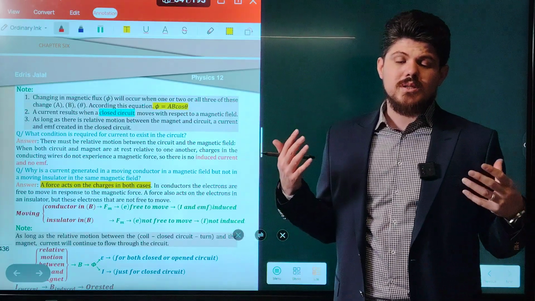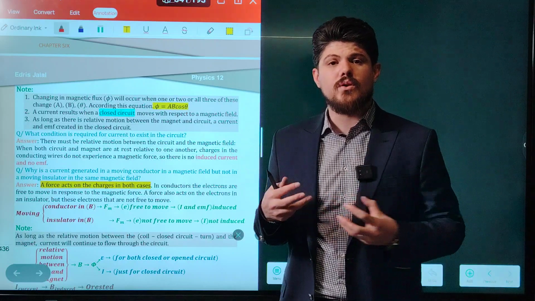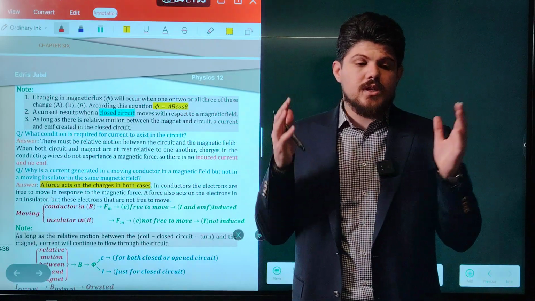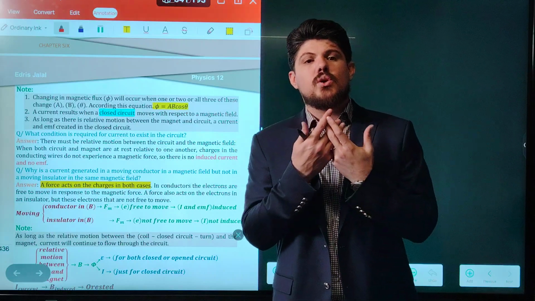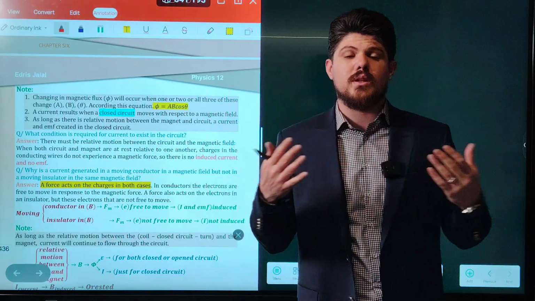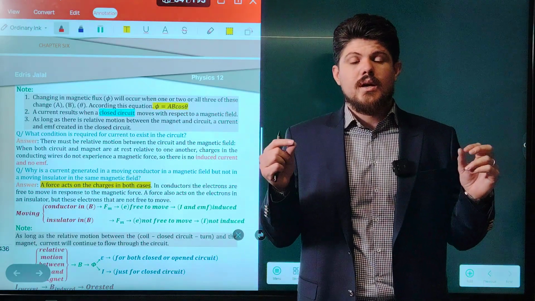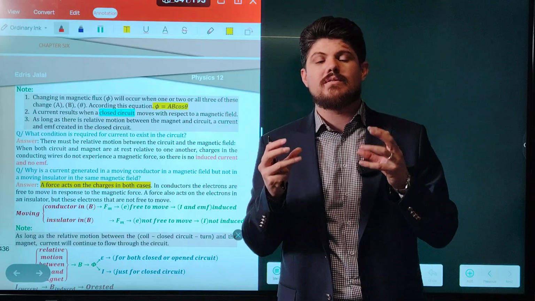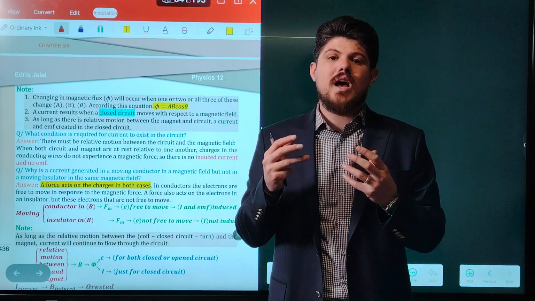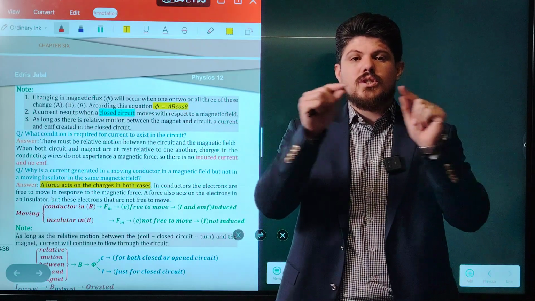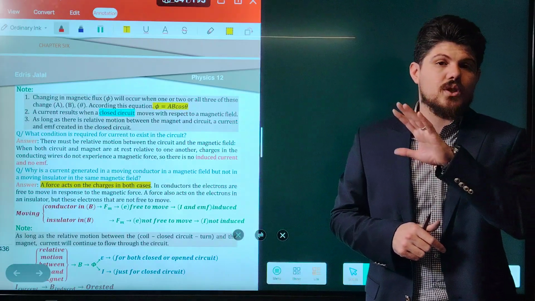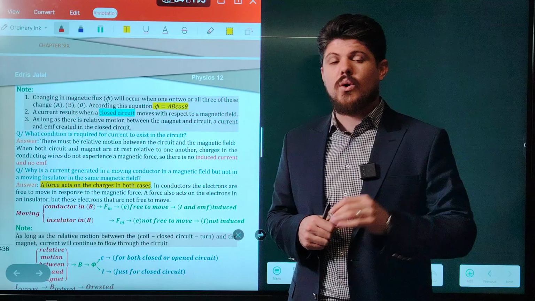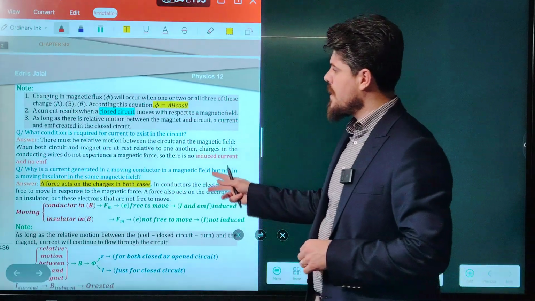Why? Because current means flow of charge. If the circuit is open, like an open wire, in the open wire there is no flow of charge. There is no current, like a battery. In the battery, we don't have current, only a potential difference. So when do we have a current in the battery? When the battery is connected with a closed circuit. In the closed circuit, we have current, but for the open circuit, we don't have current. Only we have a potential difference.